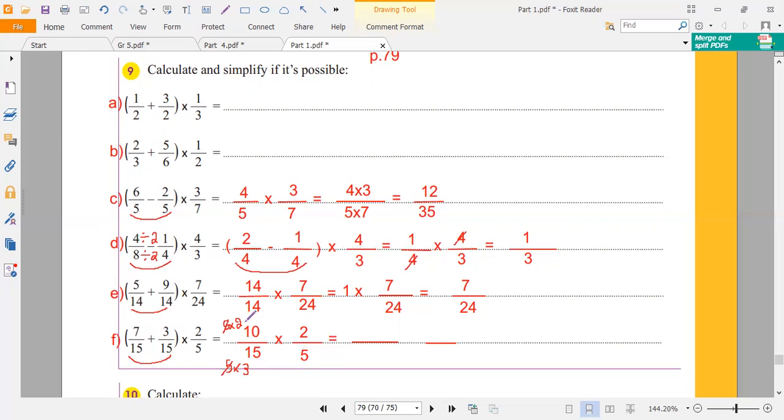Pay attention, we cannot simplify 2 and 2 here because they are both in the numerator. We can simplify only from numerator and denominator. They should be opposite. So what is left in the numerator? It left 2 times 2. And in the denominator, it left from the first one 3 and the second one 5. So 2 times 2 equals 4 and 3 times 5 equals 15.